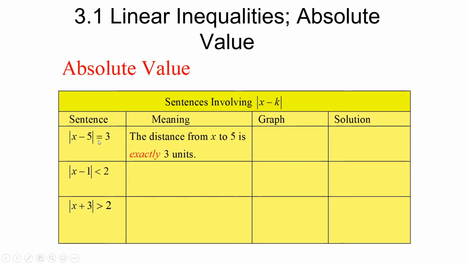exactly equals 3 units. So now instead of being centered at 0 on my graph, I'm going to center my graph at 5. And then I think to myself, what number is 3 units to the left of that 5? That would be a 2. And the number 3 units to the right would be this 8.